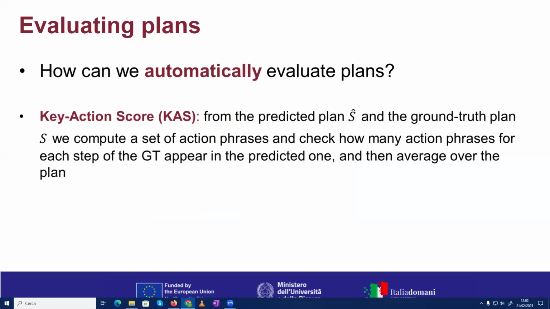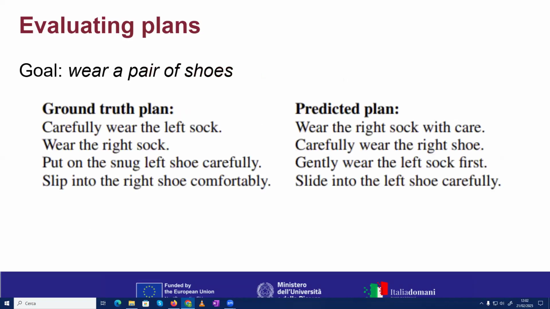In the literature, a metric is published, and this metric takes the ground truth plan and the predicted plan, computes a set of action phrases, and checks how many action phrases in the ground truth plan appear in the predicted plan. But this metric doesn't evaluate the semantic similarity between the words and the actions. In this case, we see a ground truth plan in which the socks come before the shoes, and then the left shoe and right shoe. In the predicted plan, the sequence is shuffled and doesn't respect the same order: first the right sock and shoe, and then the left sock and left shoe. In this case, CAS gives us a similarity score of 0.33.